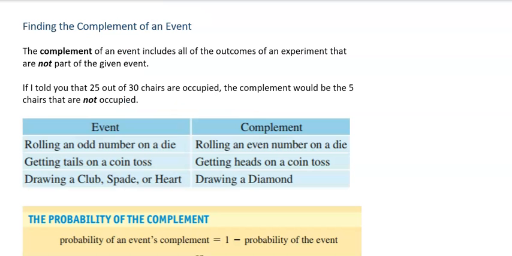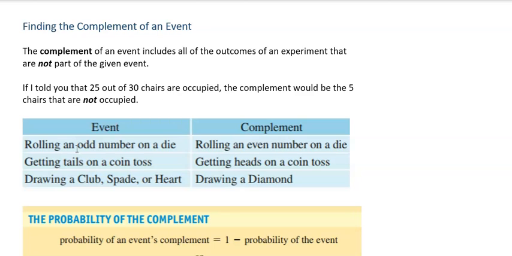Okay, so the last topic is finding the complement of an event. So the complement of an event includes all the outcomes of an experiment that are not part of the given event. So if I told you that 25 out of 30 chairs are occupied in a room, the complement of this event would be that 5 chairs are not occupied.